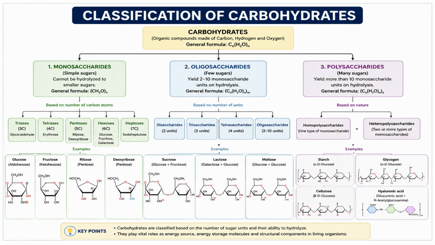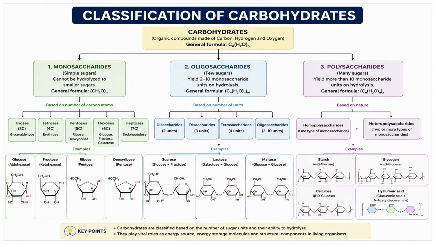3. Polysaccharides. Polysaccharides are complex carbohydrates made up of many monosaccharide units. They generally contain more than 10 sugar units. Based on their composition, they may be homopolysaccharides, containing one type of monosaccharide, or heteropolysaccharides, containing 2 or more types. Important examples include starch, glycogen, cellulose, and hyaluronic acid.